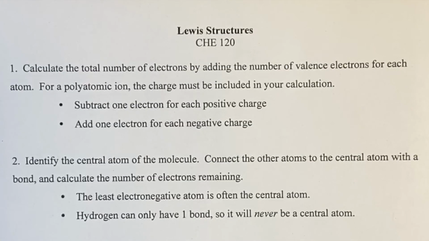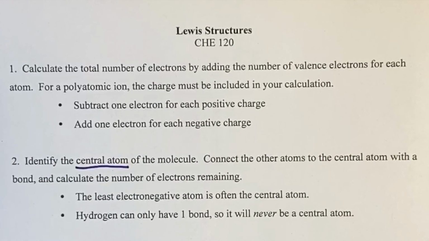Rule number 2 says to identify the central atom of the molecule. You will connect the other atoms to the central atom with a bond and then calculate the number of electrons that remain. The least electronegative atom is often the central atom, and hydrogen can only ever have one bond, so it will never be the central atom. All of the molecules that we deal with on this topic will have a central atom.